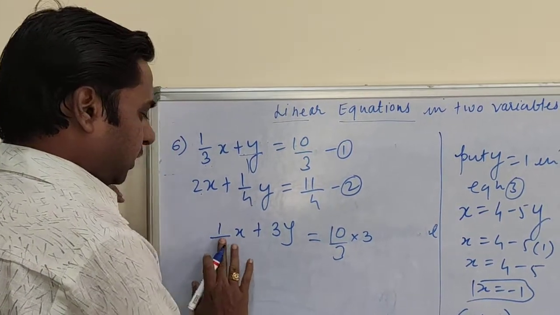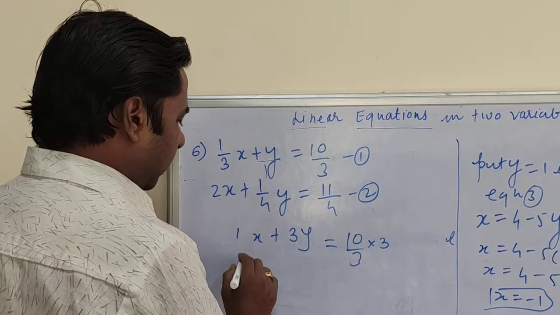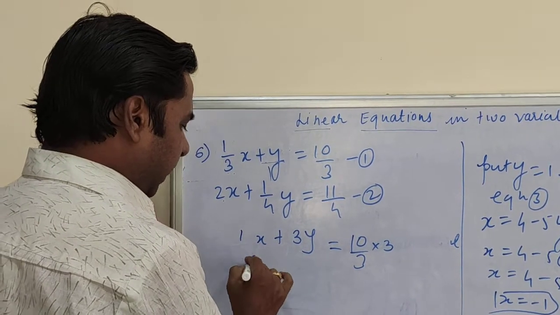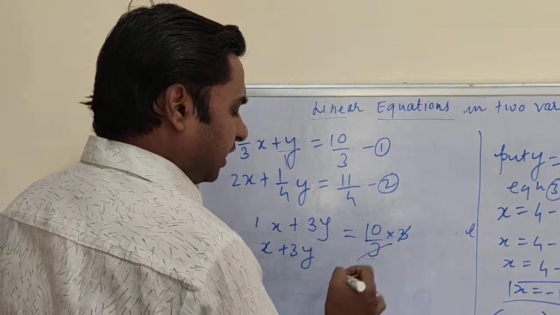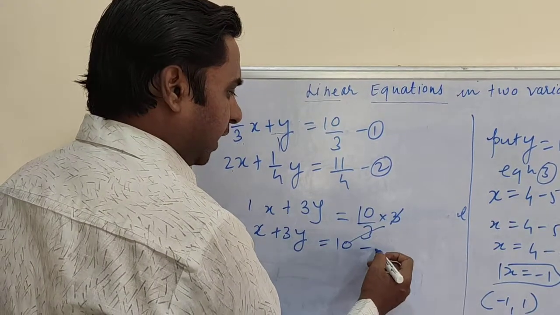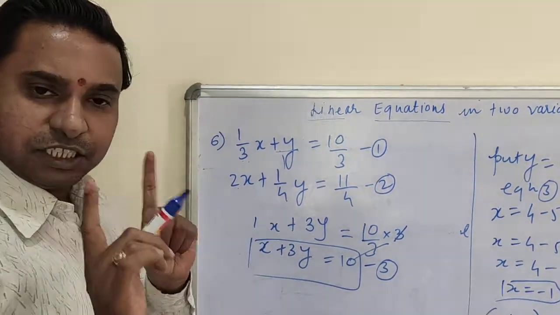So no need to write here. We have transposed this side. So obviously it will be 1 into x means x plus 3y. Now 3 and 3 cancel is equals to 10. This is equation number 3. What I have done, check carefully.